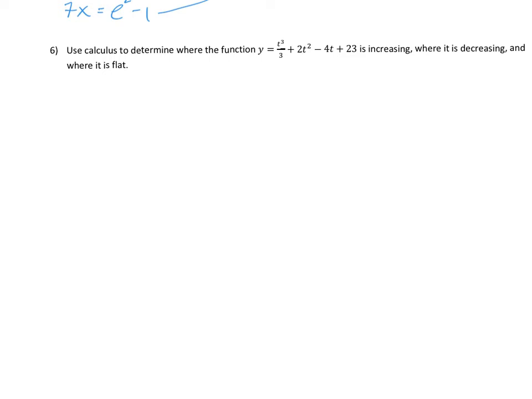So first let's find out where it's 0 by setting it equal to 0 and solving. So this doesn't factor, so we're going to have to use the quadratic formula to find the zeros. So we get t equals negative b plus or minus the square root of b squared minus 4ac, all over 2a. So t is negative 4 plus or minus the square root of 32, all over 2.